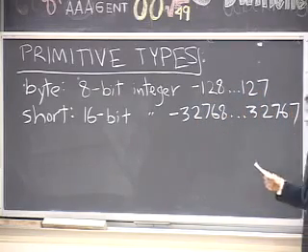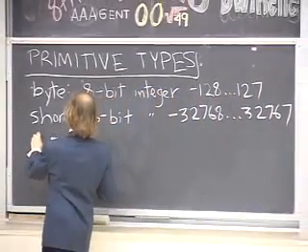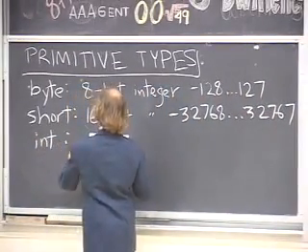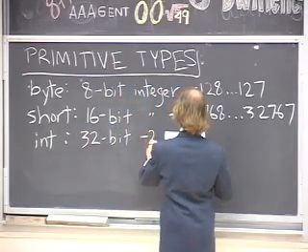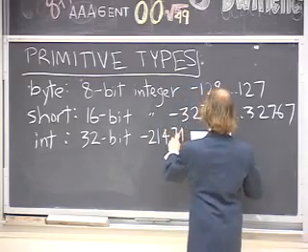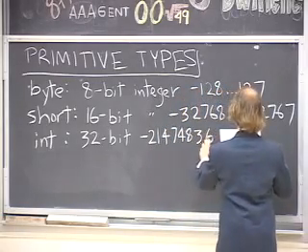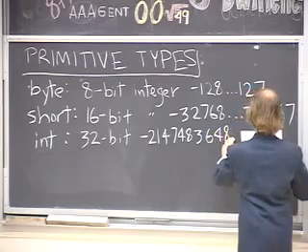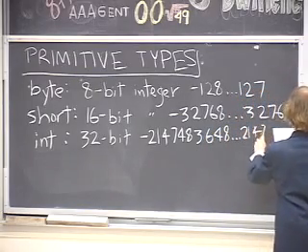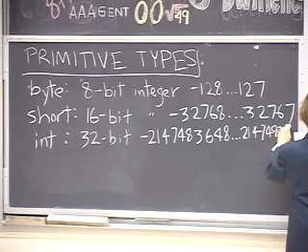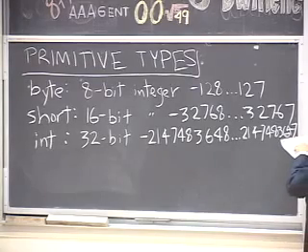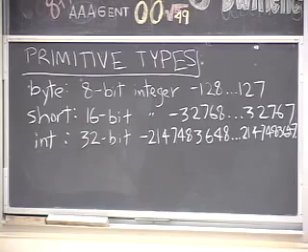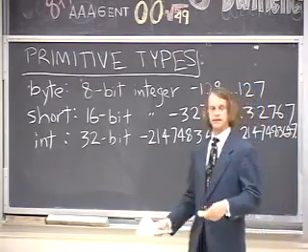A lot of people by habit declare most integers to be ints, and that's a 32-bit integer. And those go from about -2 billion, which gives you enough range to do a lot of things. Did I get a digit wrong there? 214,748. Okay.